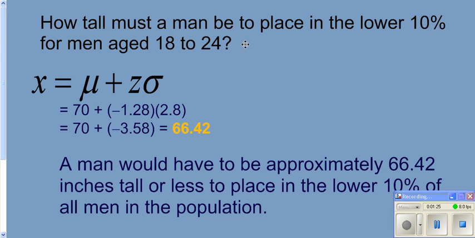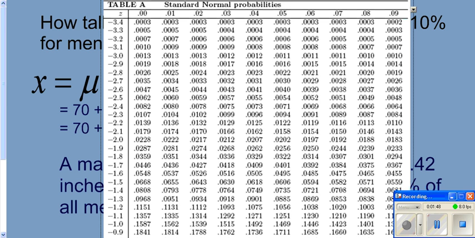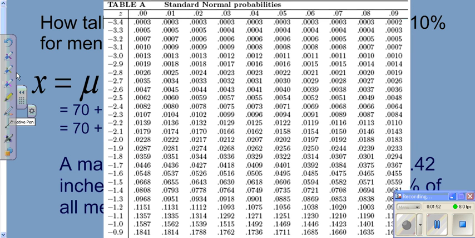So, how tall must you be so that you're in the lower 10% of the men? Well, you know your mean is 70. Your standard deviation is 2.5. You might be wondering, where does your z being a negative 1.28 come from? Well, it comes from looking at your table in the back of the book. You want to go ahead and look in the middle of your table and find a point 1.